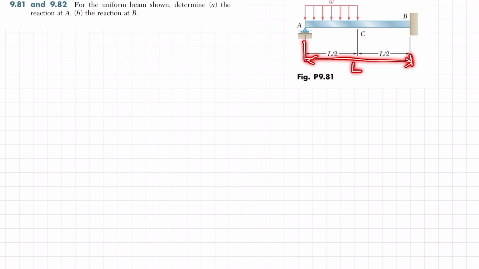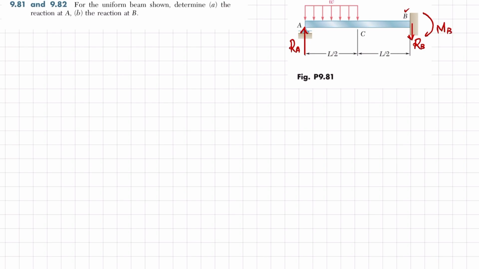Clear? As we know, if you remove this roller support at point A, there will definitely be a reaction force at point A. And if you remove this fixed support at point B, there will be a reaction force at point B. Clear? That will be in this direction. This will be RB, and there will be a moment as well at point B.